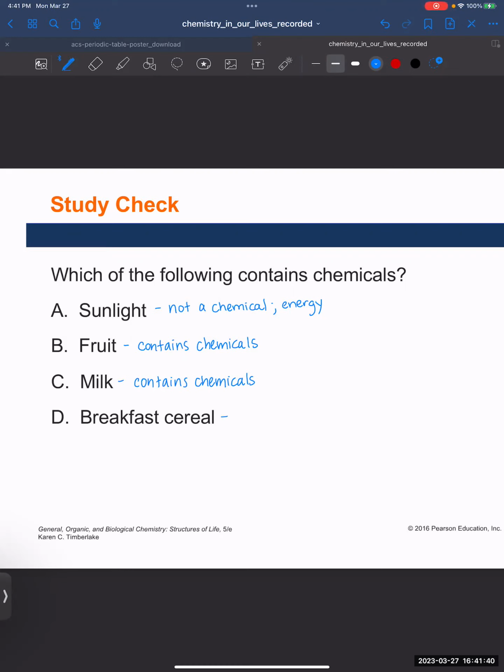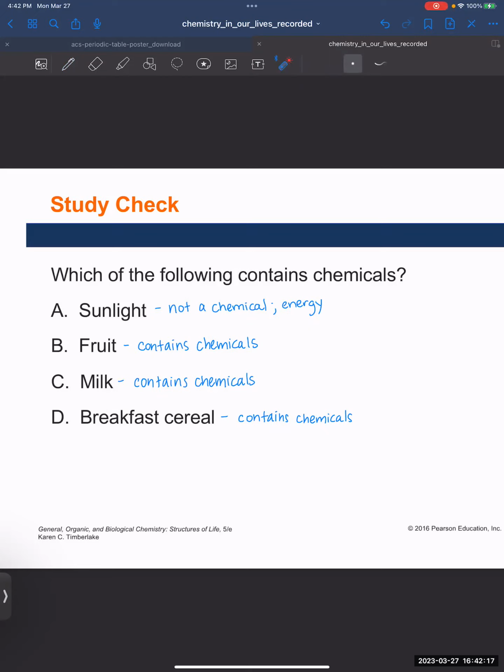And breakfast cereal also contains chemicals. And some breakfast cereals are fortified, which means they're fortified with different minerals that we may be deficient in our diet. For example, iron. There's a lot of iron-rich or iron-fortified cereals, or vitamin B12 also. Some of the breakfast cereals are fortified with those different nutrients that our body needs to function.